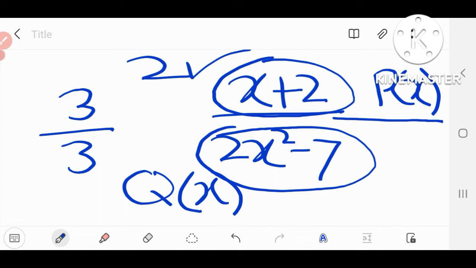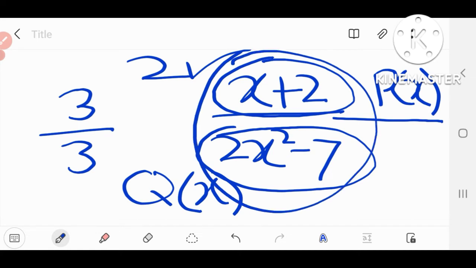Polynomial p of x and the second polynomial, q of x. Why is it called a proper fraction? Because the degree of the polynomial in the numerator is 1, whereas the degree of the polynomial in the denominator is 2. You already know the degree: degree is the highest power of the variable. So x power 1, here x power 2. Since the degree of the upper polynomial is lower than the degree of the lower polynomial, we call it a proper fraction.